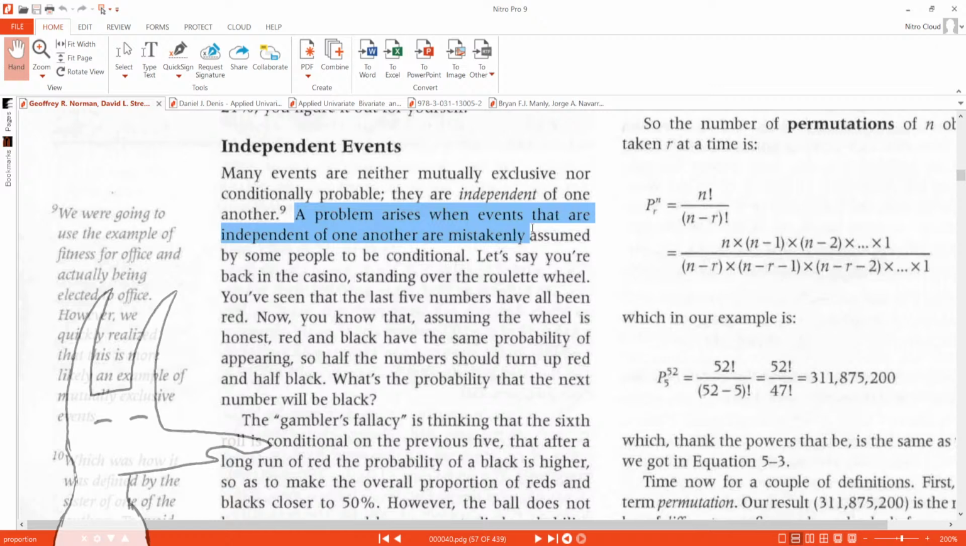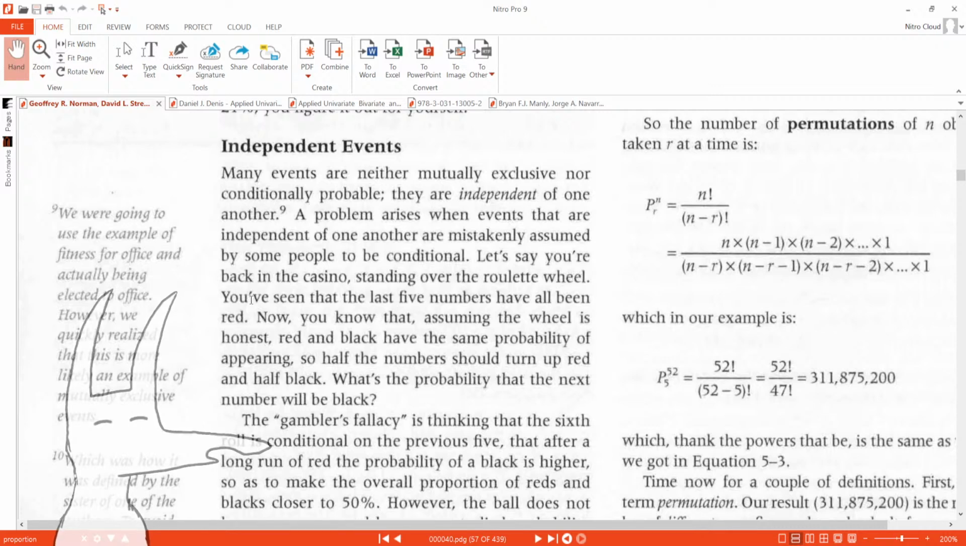Okay, the problem arises when events that are independent of one another are mistakenly assumed by some people to be conditional. Let's say you're back in the casino standing over the roulette wheel. I know where this is going. This is gonna be the... what is it called? The gambler's fallacy.